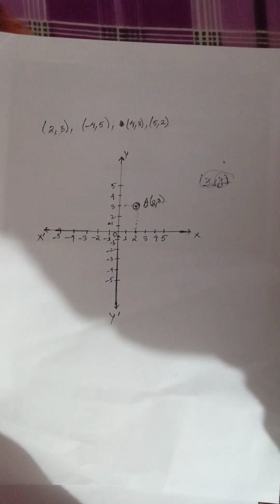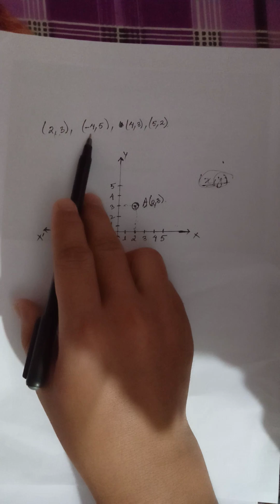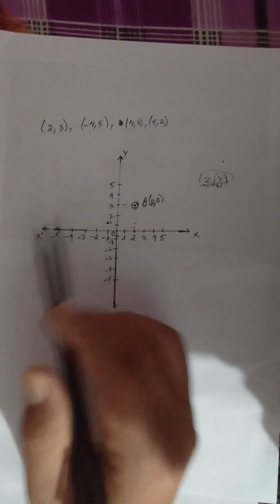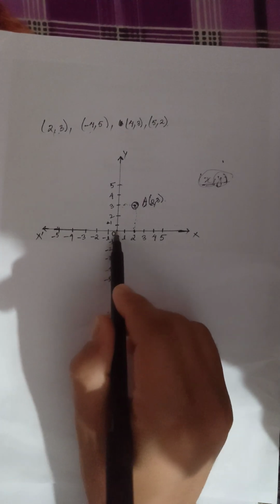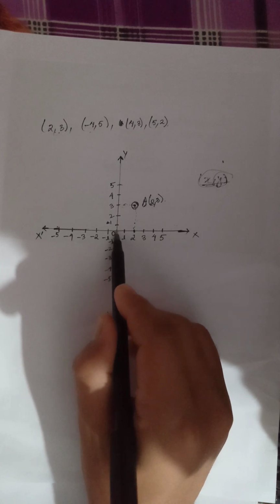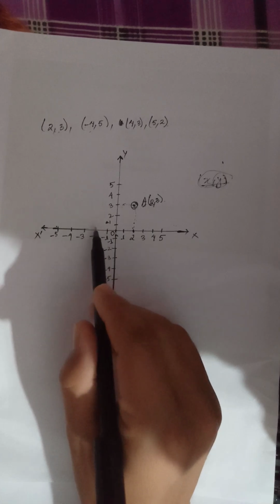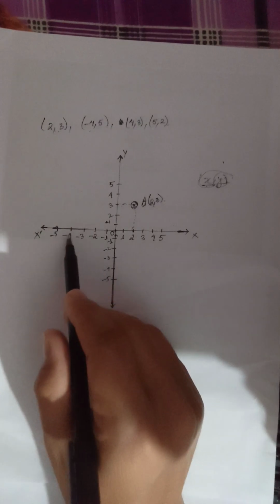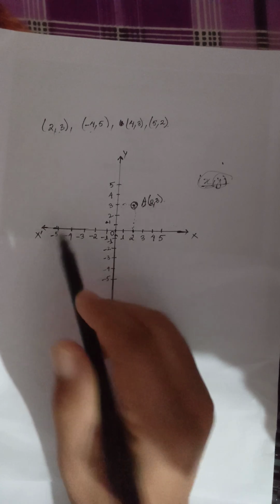Then let us move to the next, which is minus 4, 5. In order to count in the negative direction on the x-axis, where should we move? We have to move from here to the left-hand side, right? So let us start counting. Here it is 0, or we call it the origin, and you have to start from here, right? 1, 2, 3, 4. Here we have 4. Actually it is in the negative direction, so this one is minus 4.